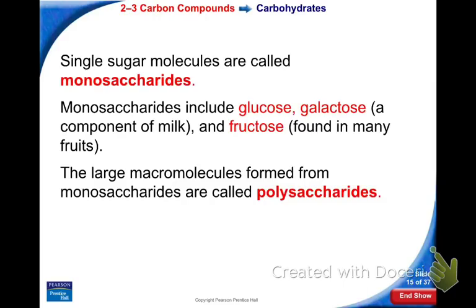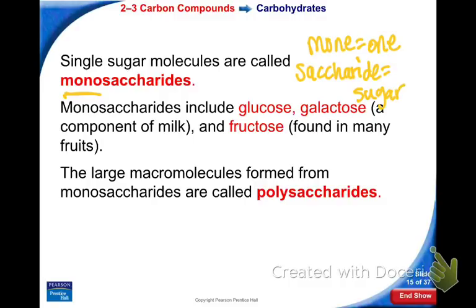So, simple sugars, single sugars, are called monosaccharides. Mono means one, and saccharide means sugar. So a monosaccharide is one sugar. Examples of monosaccharides: glucose, galactose, and fructose. What do all these words have in common? They all have this OSE ending. When you see that OSE ending, you're going to recognize that it's a sugar.